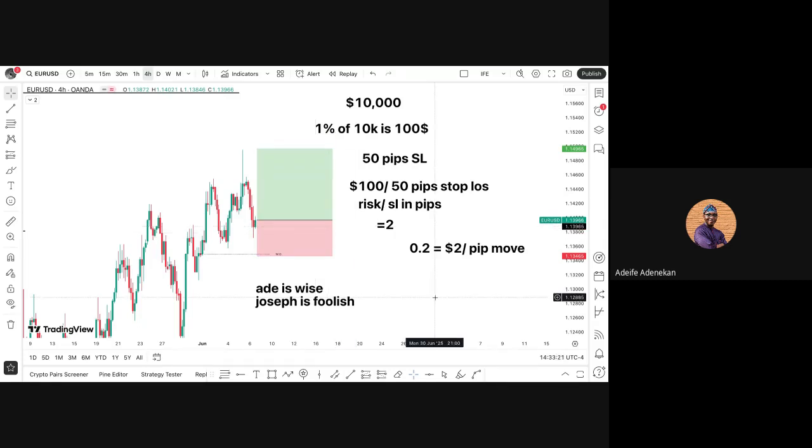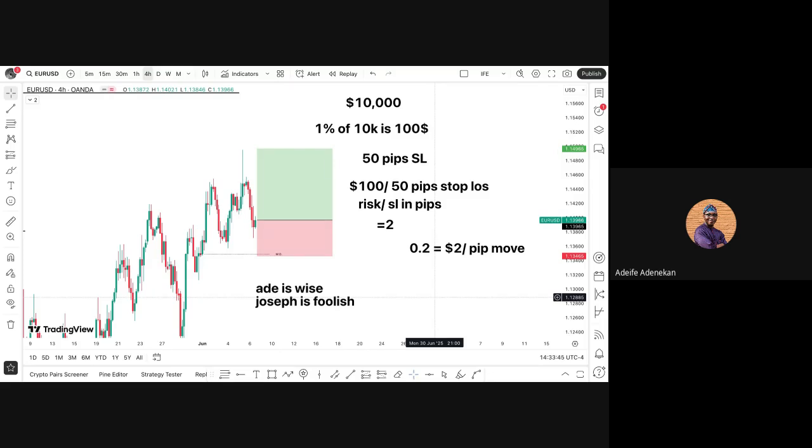After I'm done explaining this Ade and Joseph thing, I will explain to you the mathematics behind trading, and why things like "Forex go send you go village" are always very ignorant perspectives.